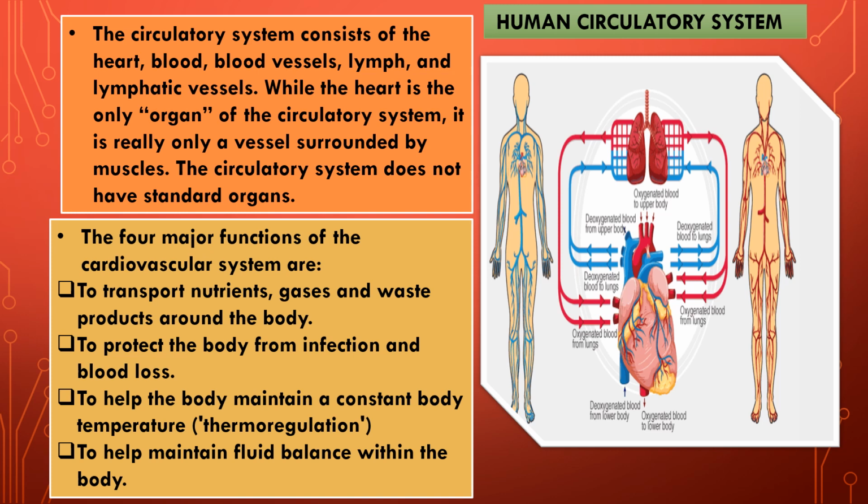Now, in the diagram, you can see the total human circulatory system has been shown, which consists of not only heart, but lungs and blood vessels also. Due to these blood vessels only, this system is actually called cardiovascular system. You can see the red color depicts artery, which carries oxygenated blood, and the blue color depicts veins, which usually carries deoxygenated blood.